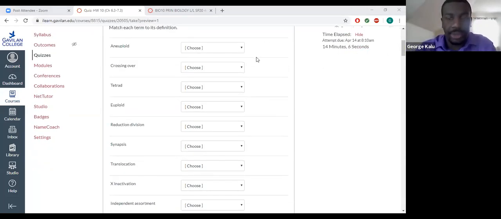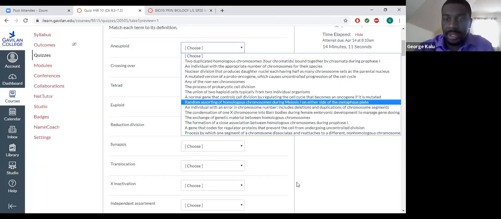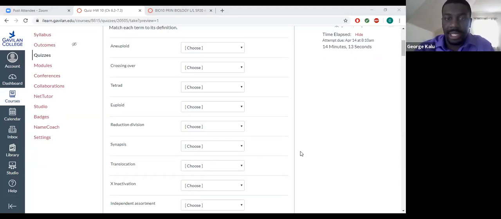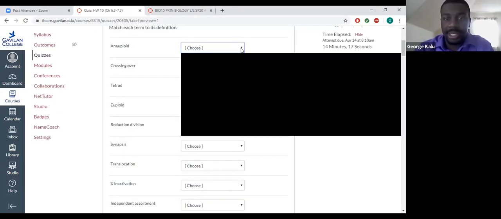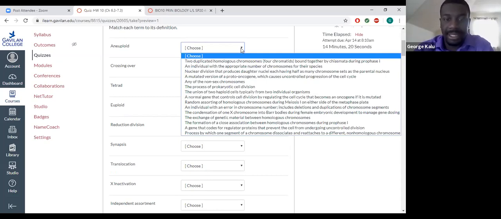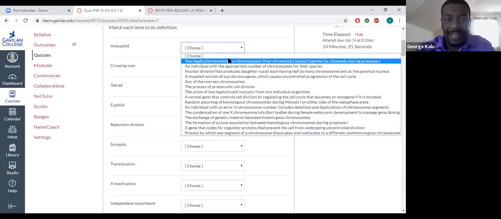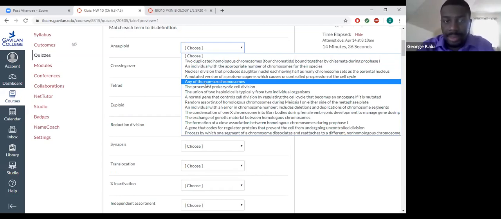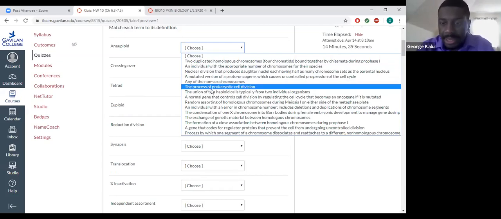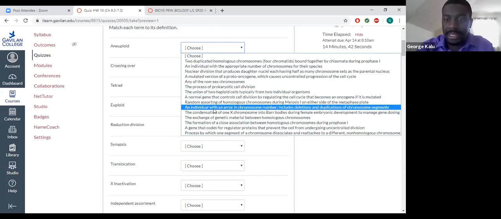All righty, so we will start by going over the vocabulary and all the definitions. So we'll start with aneuploid. So what does it mean for an organism to be aneuploid? Right, it's going to be an individual with an error in the chromosome number. Perfect. So it's going to include deletions and it's going to include chromosome segments. Perfect.